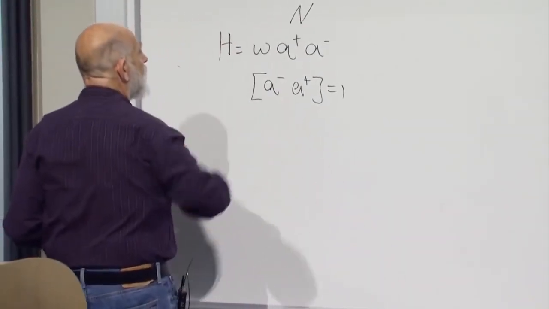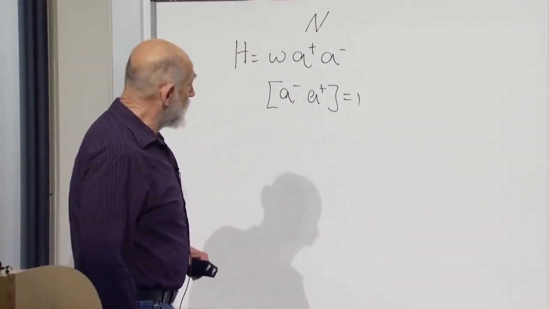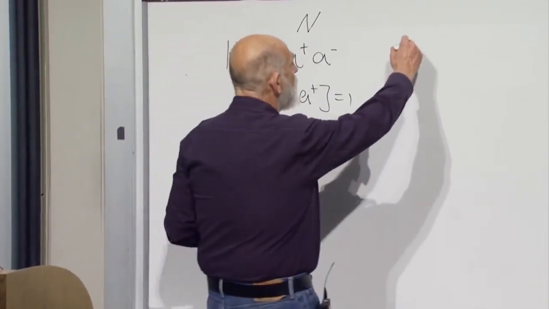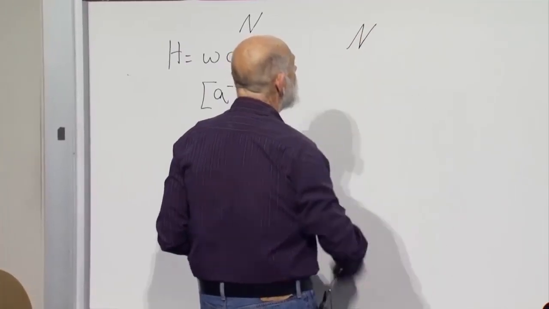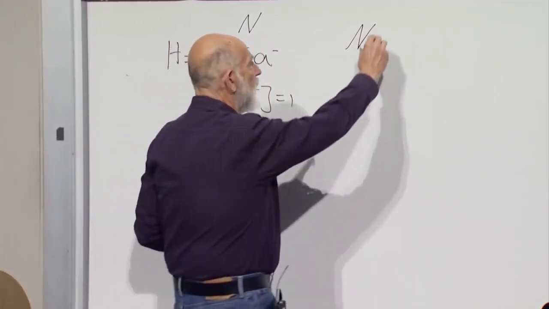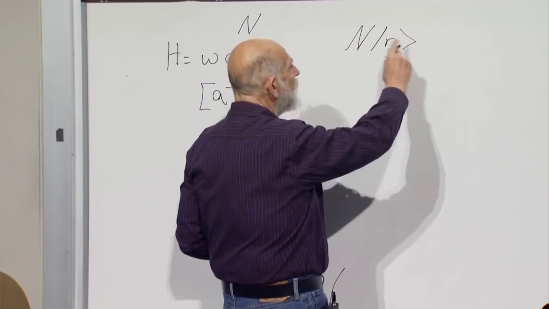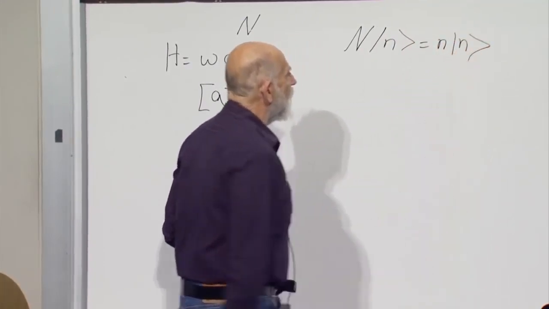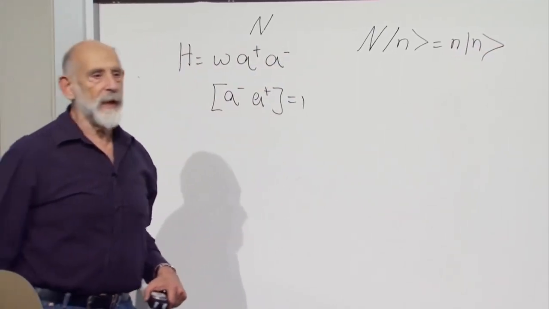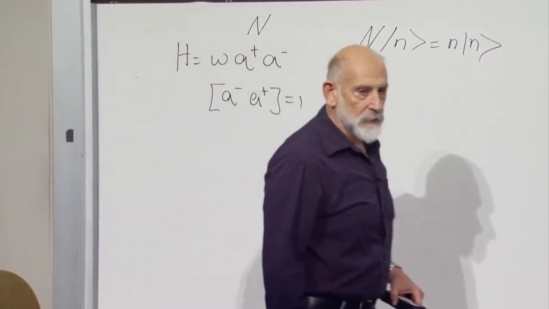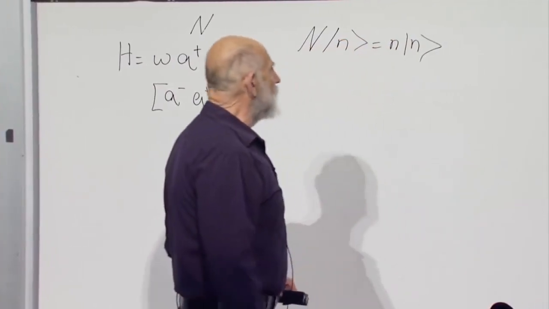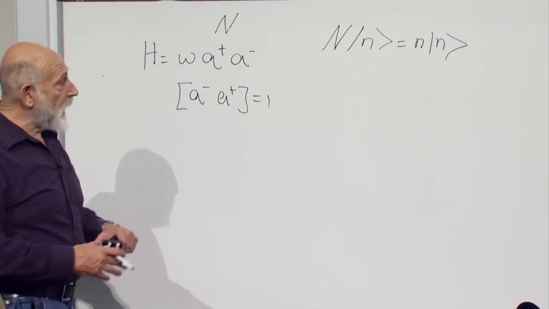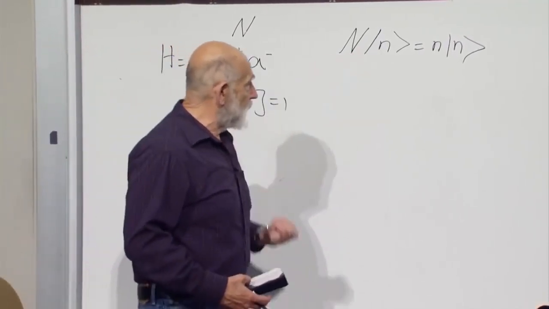We want to find the eigenvalues of N. Once we know the eigenvalues of N, we know everything we want to know. So let's suppose that N has an eigenvector called little n, and that the eigenvalue is just little n. I haven't made any assumptions about whether little n is an integer or anything else. I've called it n because it is an integer, but we haven't proved that. Let's just call it little n.